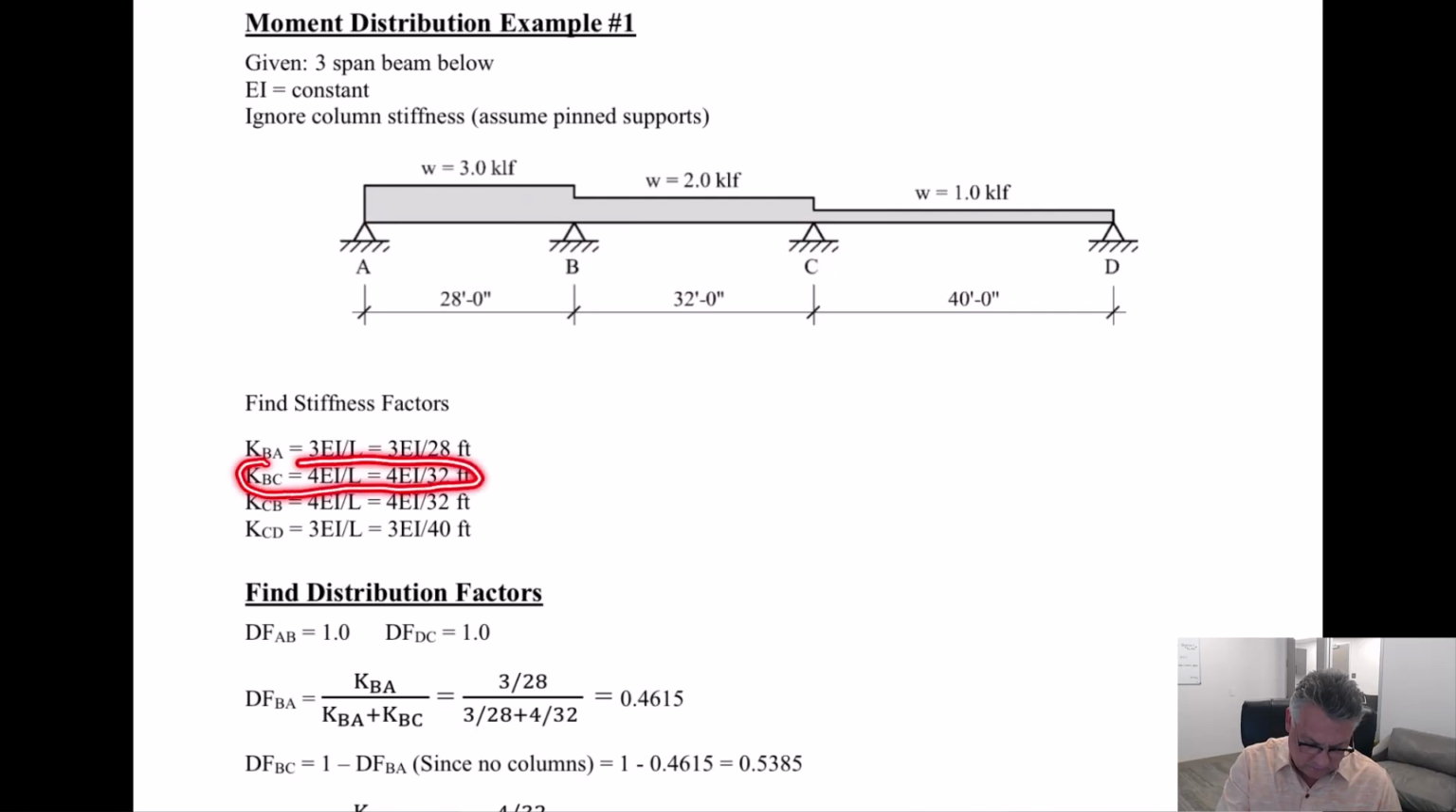Stiffness BC means I am standing at B and looking towards C. Now that far end, while it's sitting on a pinned support, is not a pinned end of a beam. And that moment is not going to be 0 when we're all done with this. So we cannot use the 3EI over L trick or advantage. So that's 4EI over L. If I'm standing here at B looking to C, that's going to be a fixed end. So 4EI over L, L is 32, EI is going to cancel out.